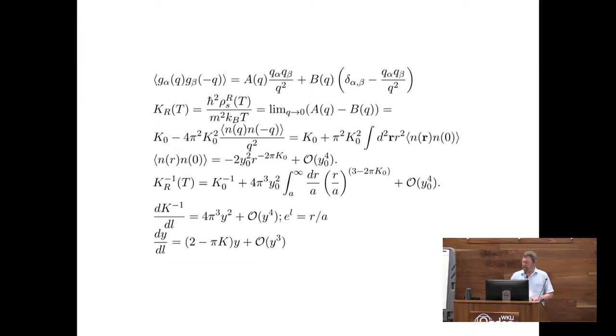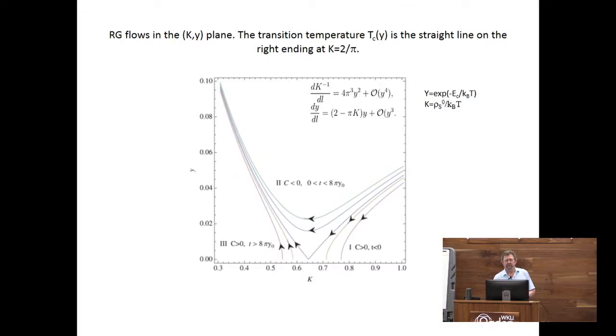And it's just a matter of solving them, which is not hard to do. And the solution looks like this. We plot the effective interaction constant K, which we regard as a function of the core size. So we regard it as a function of this parameter L, and this is the fugacity, and these arrows denote the direction of increasing the core size, increasing L.